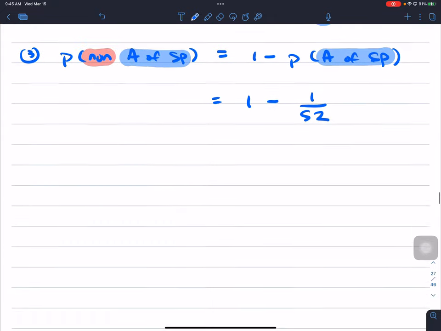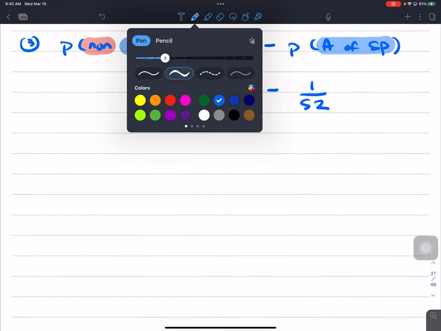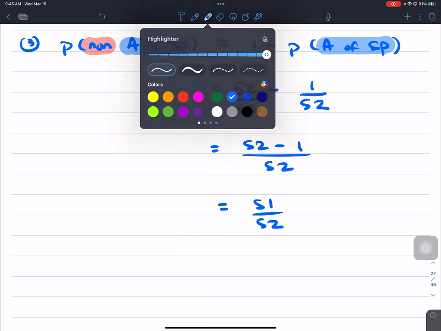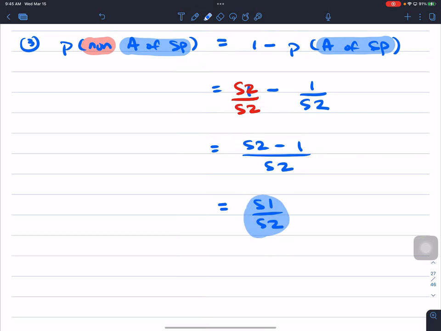So you're going to replace this 1 with 52 over 52. So that equals 52 minus 1 over 52. And what does that equal? 51 over 52. Easy peasy lemon squeezy. All right.